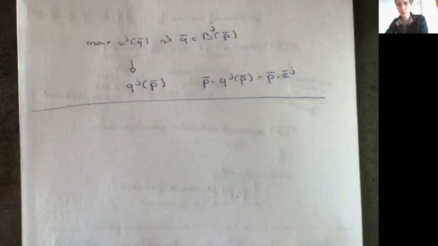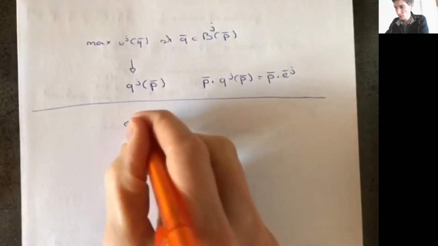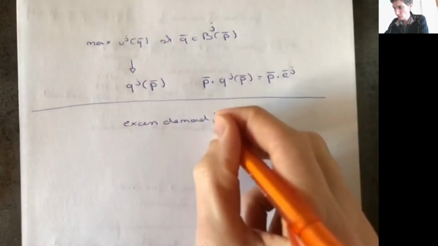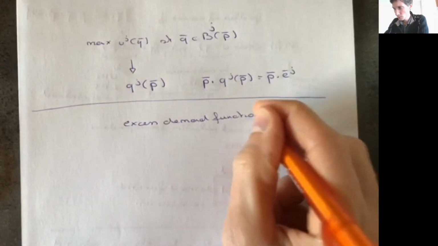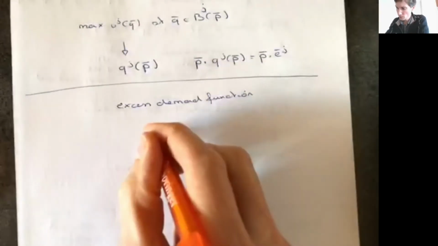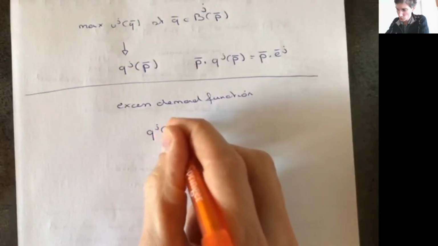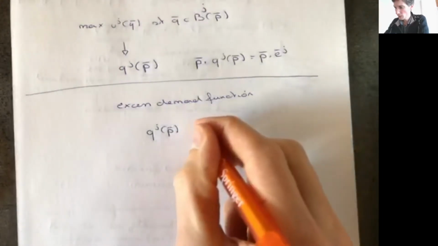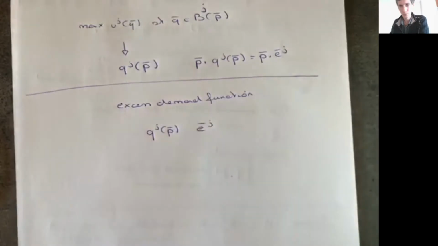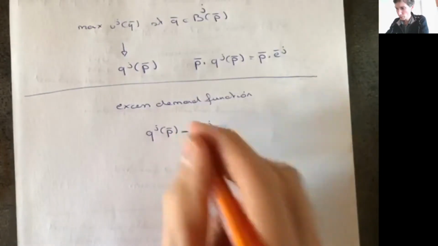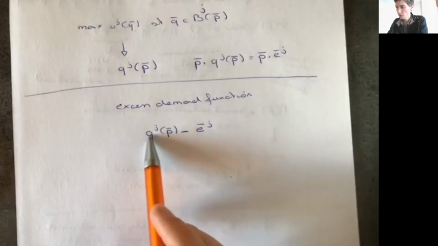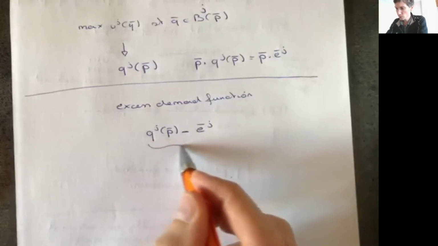So we're going to define a new object now, and this is going to be the excess demand function. This is what the consumer buys, a vector, and this is what the consumer has. So we're going to take the difference between these two things. This is a vector, this is a vector, so what comes out of it will be a vector.